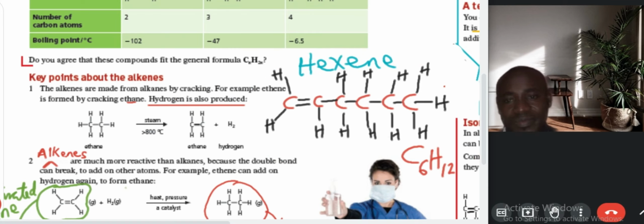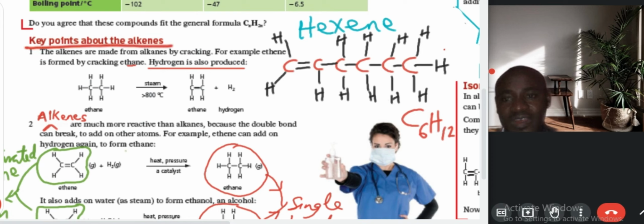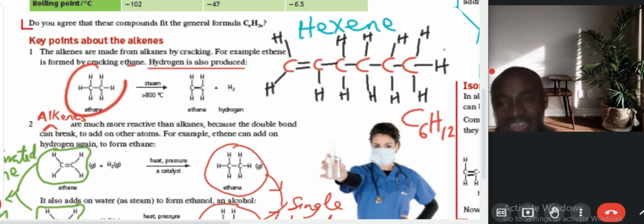All right, we need to understand some of the reactions that alkenes can undergo. One of the reactions is the formation of alkenes from alkanes.